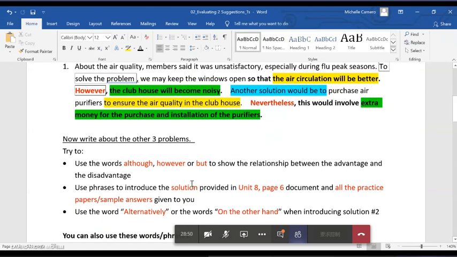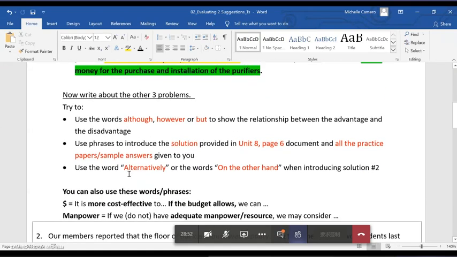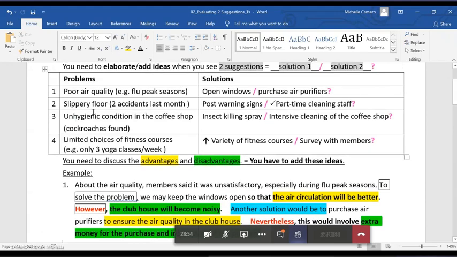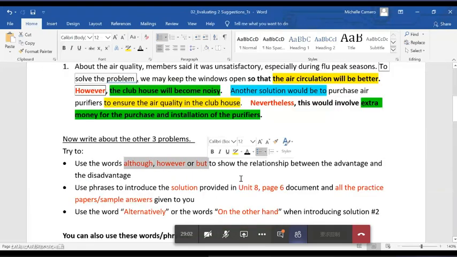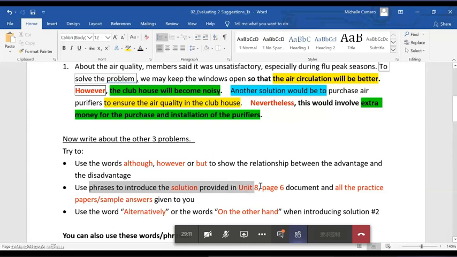All right. So now they want you to practice writing about these other 3 problems, and their solutions. They want you to use the words although, however, or but. You can use the word nevertheless. Just remember, you can only use it with the disadvantage. You can use phrases from Unit 8, page 6 to introduce solution, or you can use all the practice papers and sample answers I've given you, because I've given you lots of sentence patterns there.